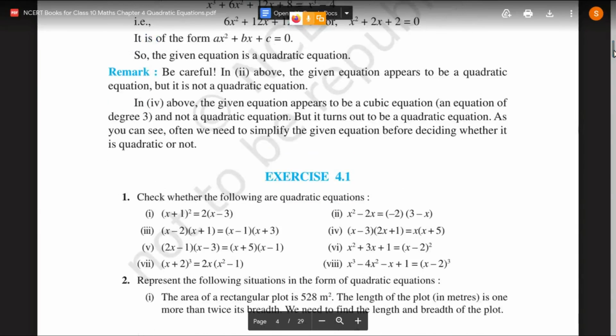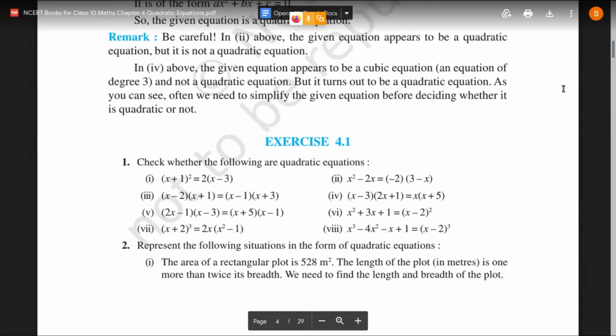Okay. Check whether the following are quadratic equations. So you are given 8 equations. Out of these 8 equations, you need to first simplify them. If after simplification the greatest power of the equation, the degree of the equation, is 2, then it is a quadratic equation. Fine. So let me solve the first one.